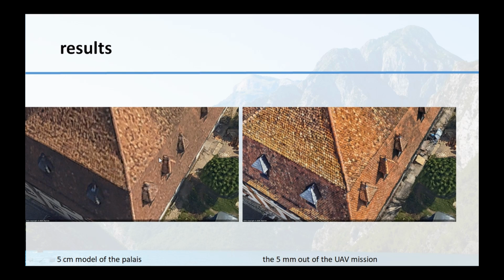These are part of the roof of Palais Stanislas. You see here the tiles reconstructed with a 5-centimeter model, which is quite smooth. And here you can see the 5-millimeter output of the UAV mission, which is extremely good. Especially these roofs are very good to reconstruct because it's a very good target area.